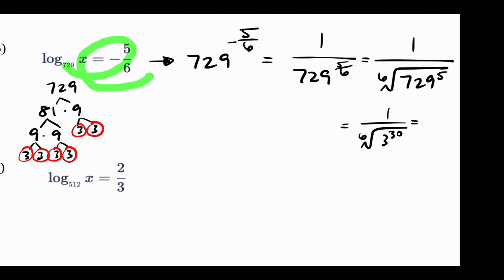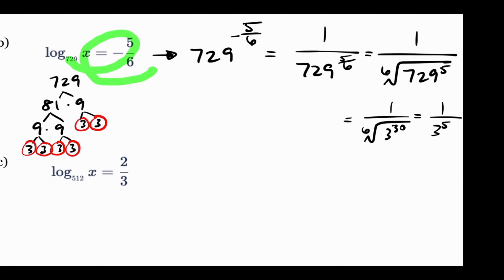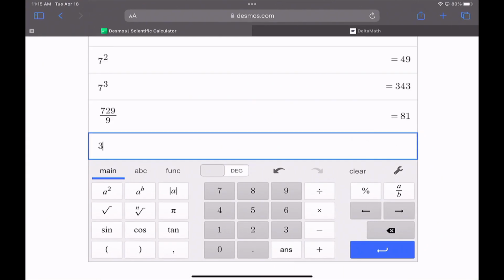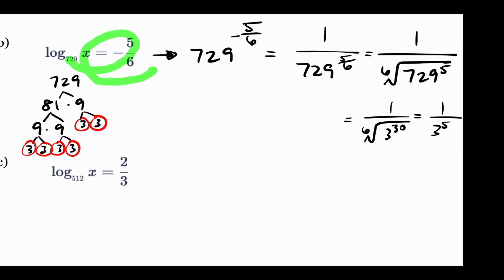Okay, so if I have 30 threes, 3 times 3 times 3 and so on, 30 of them, and I'm looking for groups of 6, how many groups of 6 do I have? 5, so 3 to the 5th. So I go to my calculator. 3 to the 5th power is 243. 1 over 243. And you're done.